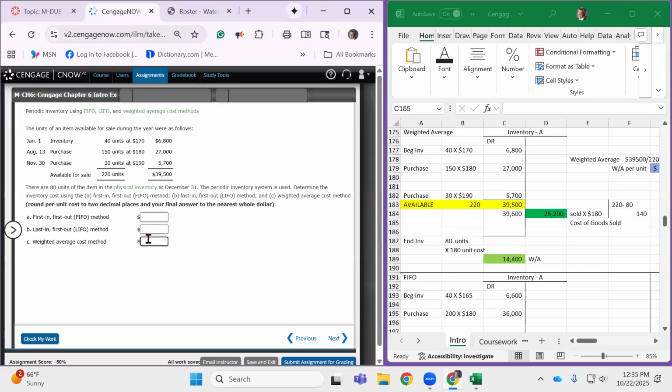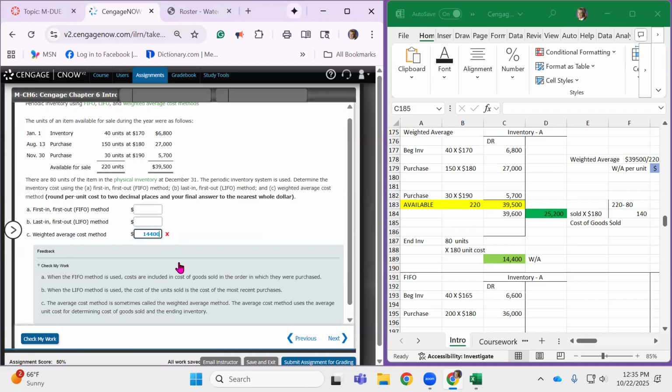All right, so this is weighted average, and this is what they want. They want to determine the inventory cost using first in, first out, last in, first out, and weighted average. So your weighted average is going to be the inventory cost, 14,400 at the end of the month. Nope. What does this say? There are 80 units in physical inventory at the end. Determine the inventory costing.